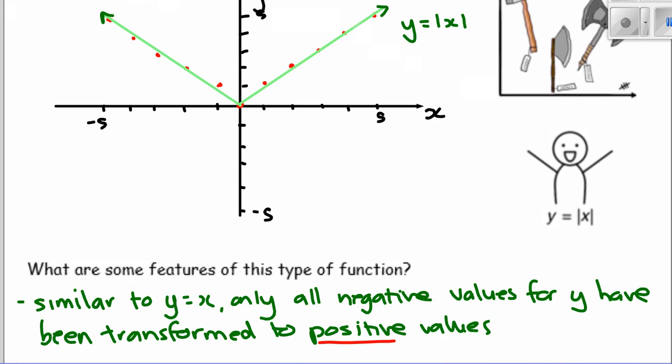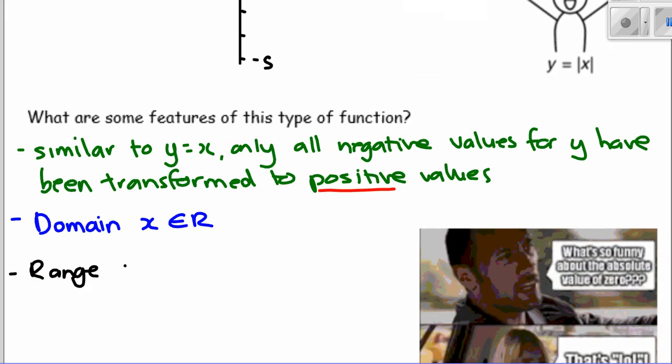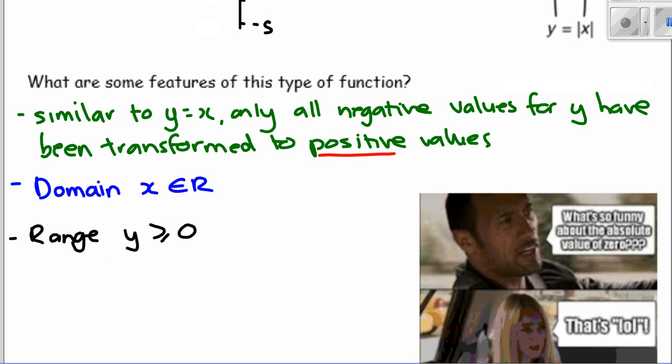Range: y is greater than or equal to 0, or wherever the little turning, pointy vertex is. Similar to y equals x, and so on. Domain x ∈ ℝ, range, that sort of thing. I'm trying to think, is there anything else? It's symmetrical. It has an axis of symmetry.